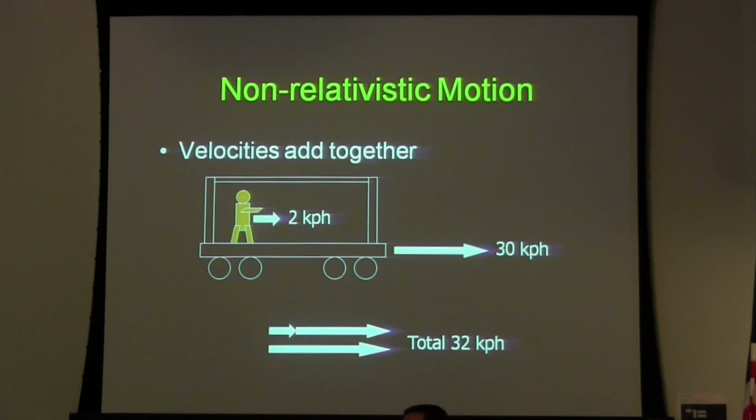First of all, in non-relativistic motion, if you've got somebody who's walking inside a train, he's moving at 2 kilometers per hour, and the train itself is moving, say, at 30 kilometers per hour. We do what we call a Galilean transformation, add together the 2 plus the 30, you get a total of 32 kilometers per hour relative to the ground. That's how we normally think of motion, that they add together as vectors, for the math folks. The problem is if you're trying to do relativistic motion, you can't do the same mathematics.